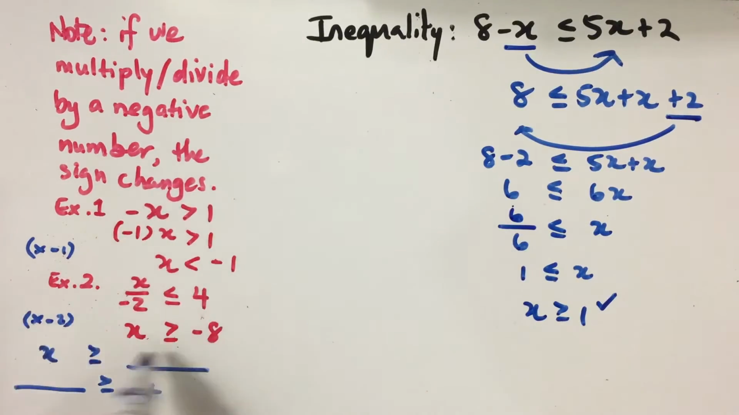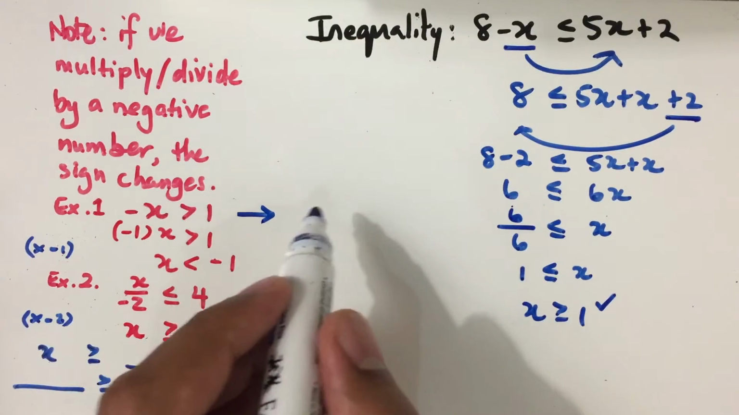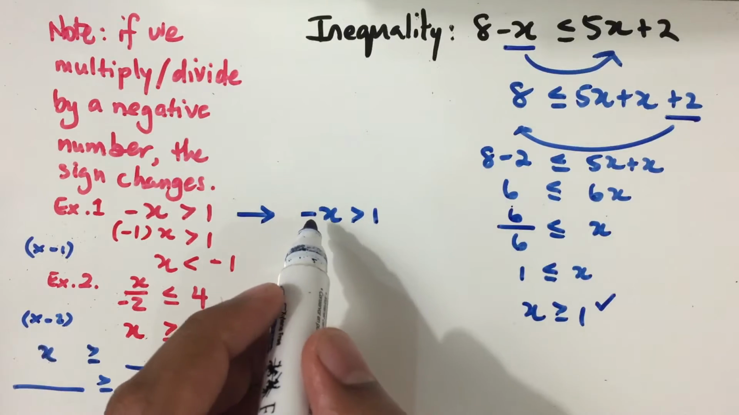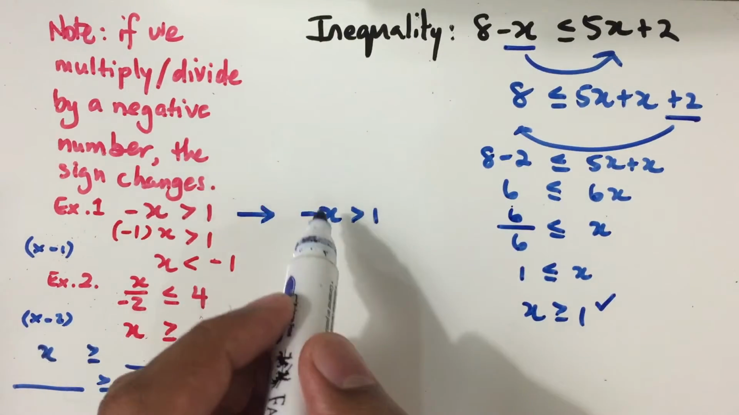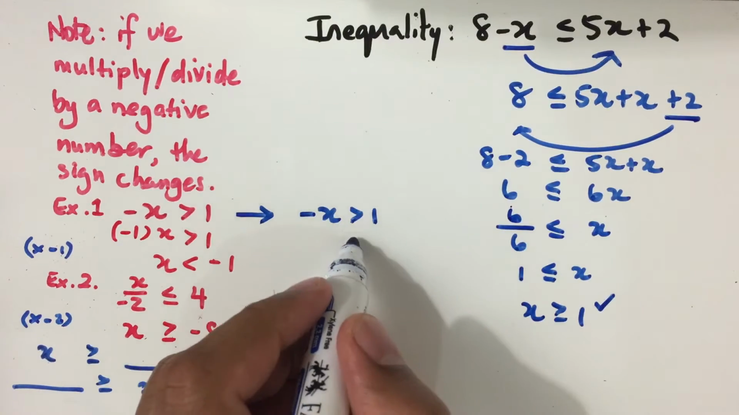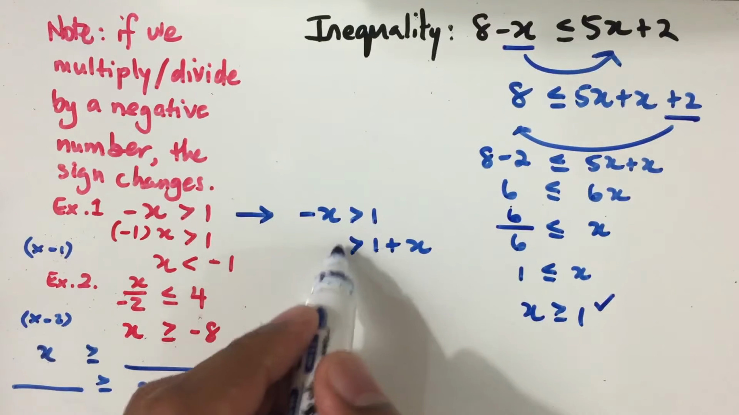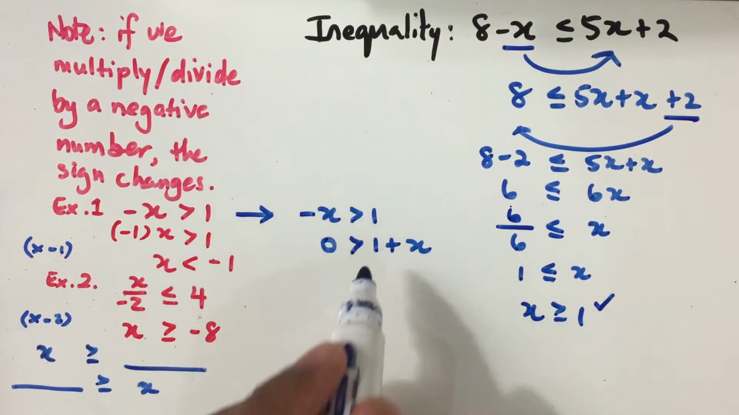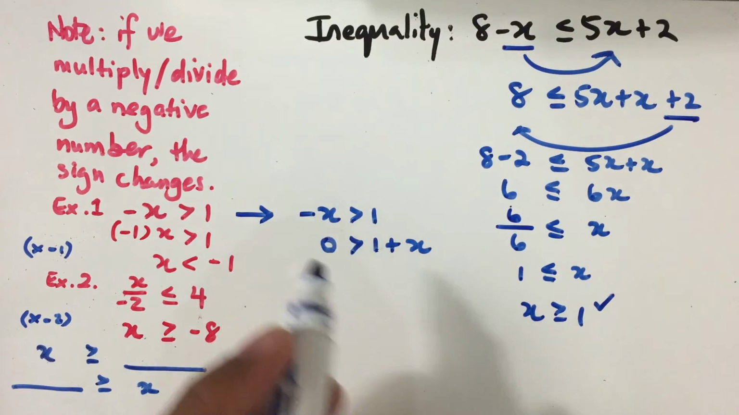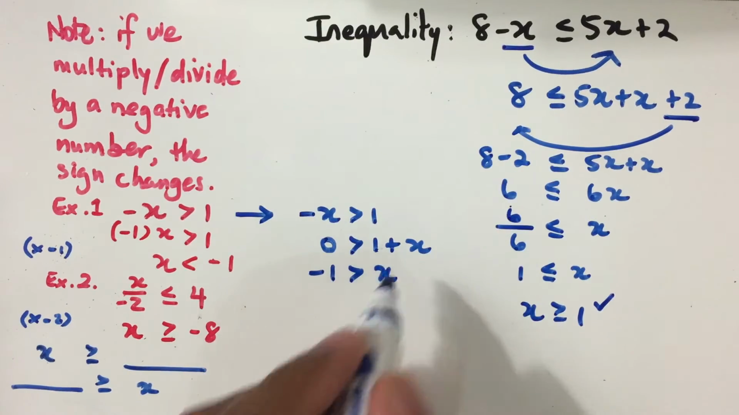Now, if you're confused with this way, that's okay. Let's solve it the way that I teach. We have minus x is greater than 1. So let me carry the negative x on the other side to make it positive. So now I have 1 plus x. And now I have nothing here, so that would be 0. And now let's carry the positive 1 on the other side of the inequality. So that would become negative 1 is greater than x.